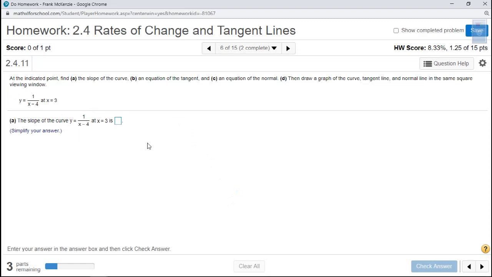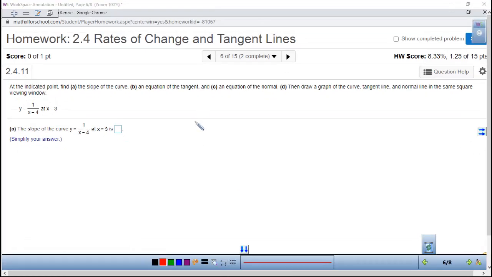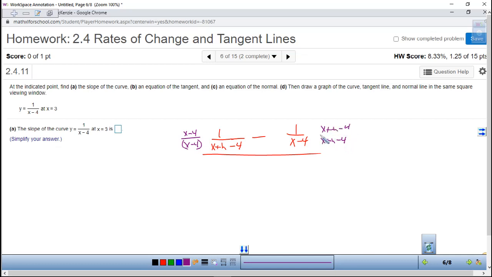All right, so same thing here, but I'm going to kind of help you out a little bit on this one. When you do your f of x plus h, you're going to end up with 1 over x plus h minus 4 minus 1 over x minus 4. So that looks really, really ugly. It's not that bad. What you need to do is multiply and get a common denominator so you can combine them together. So with this one, I'm going to have to multiply by x minus 4 over x minus 4. This one over here, I'm going to multiply by x plus h minus 4 over x plus h minus 4.